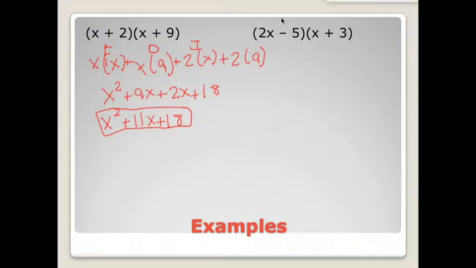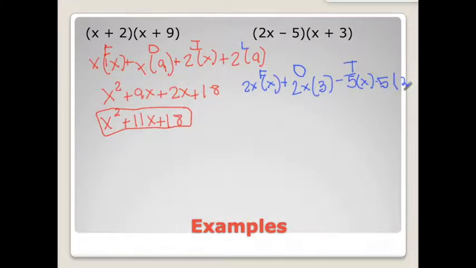Okay, let's try this one. So we need to multiply our two first terms, so 2x times x. So 2x times x, that is our first. Okay, now we need to do our outside, our O. So 2x times 3. Now we need to do our inside, our negative 5 times x, inside. And then we do our last, our negative 5 times 3.